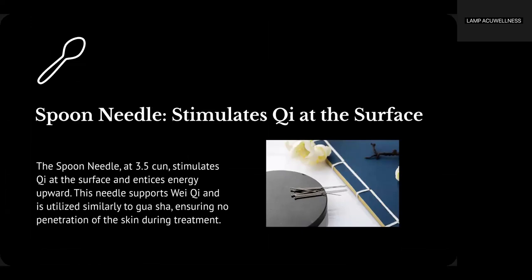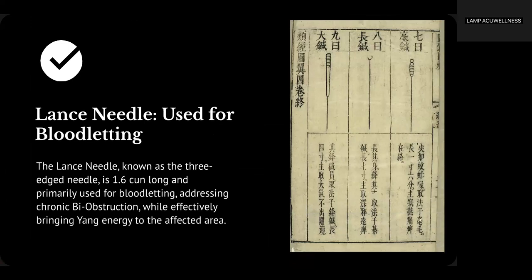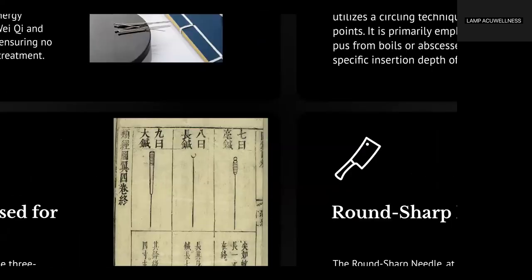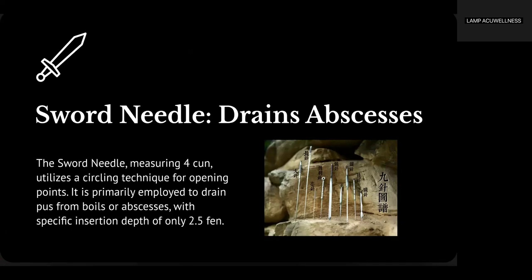The spoon needle at 3.5 tun stimulates qi at the surface and entices energy upward. This needle supports wei qi and is utilized similarly to gua sha, ensuring no penetration of the skin during treatment. The lance needle, known as the three-edged needle, is 1.6 tun long and primarily used for bloodletting, addressing chronic bi obstruction while effectively bringing yang energy to the affected area. The sword needle, measuring 4 tun, utilizes a circling technique for opening points. It is primarily employed to drain pus from boils or abscesses, with specific insertion depth of only 2.5 fun.